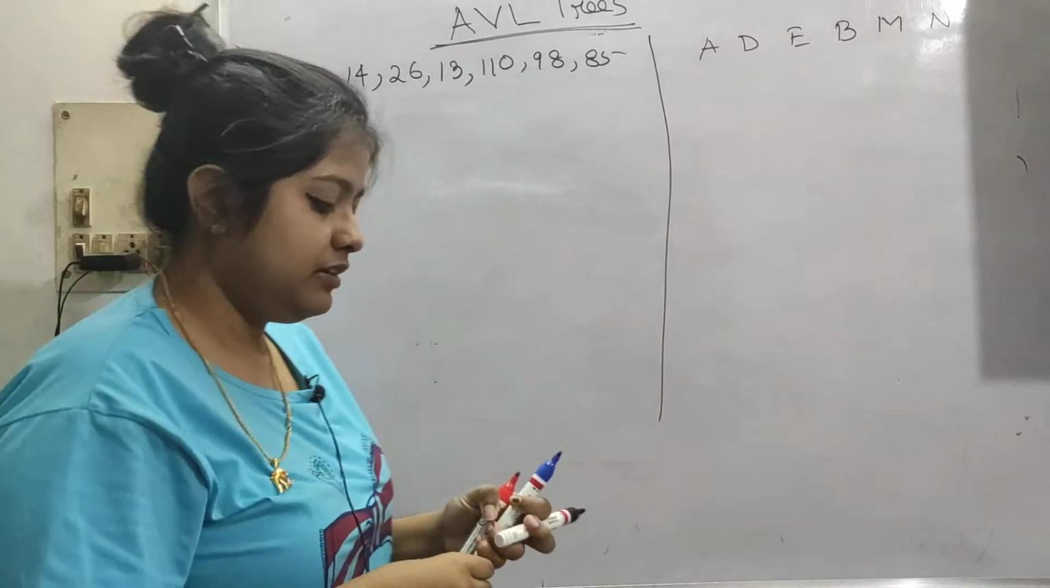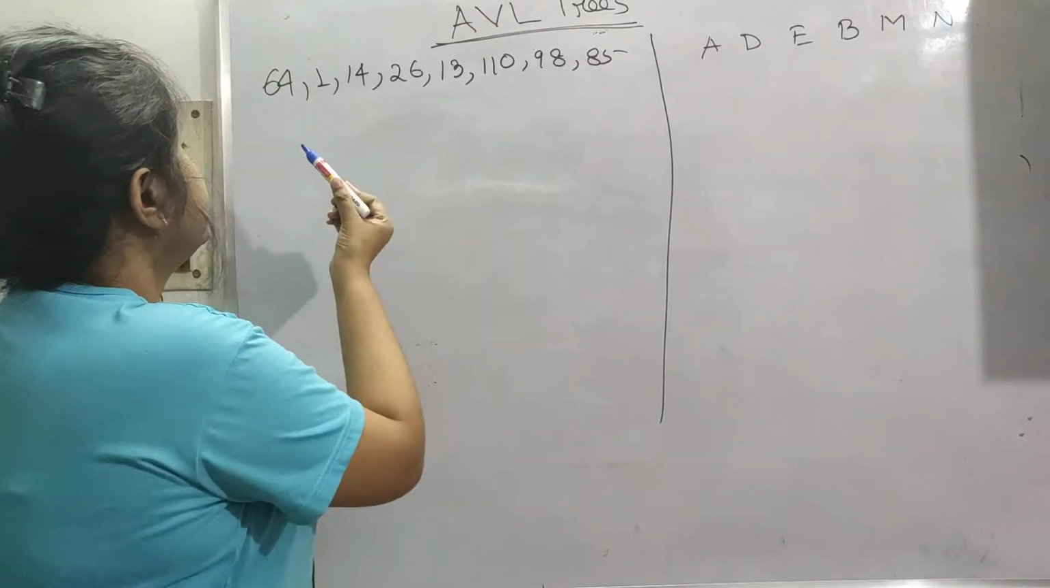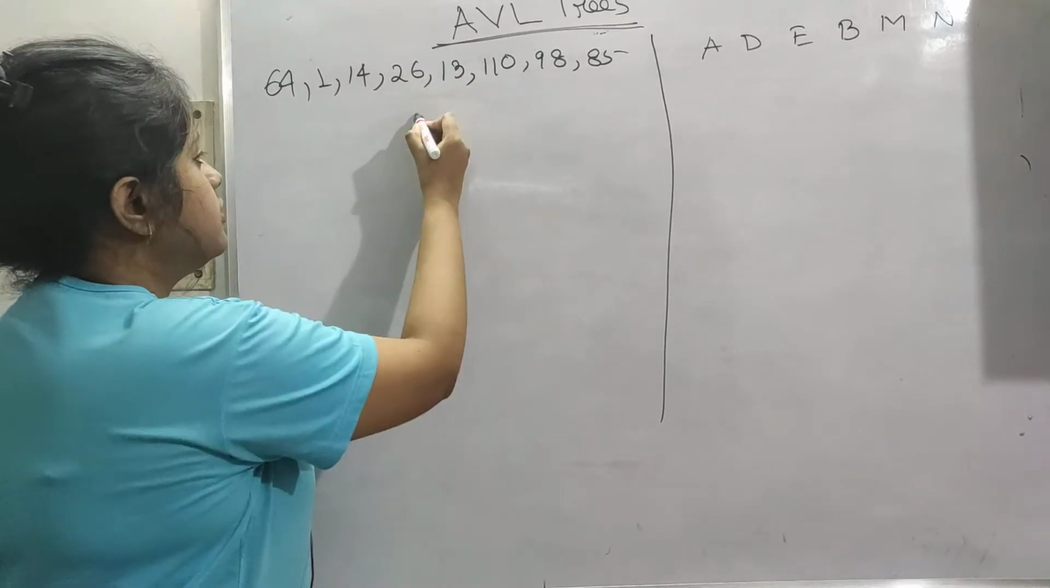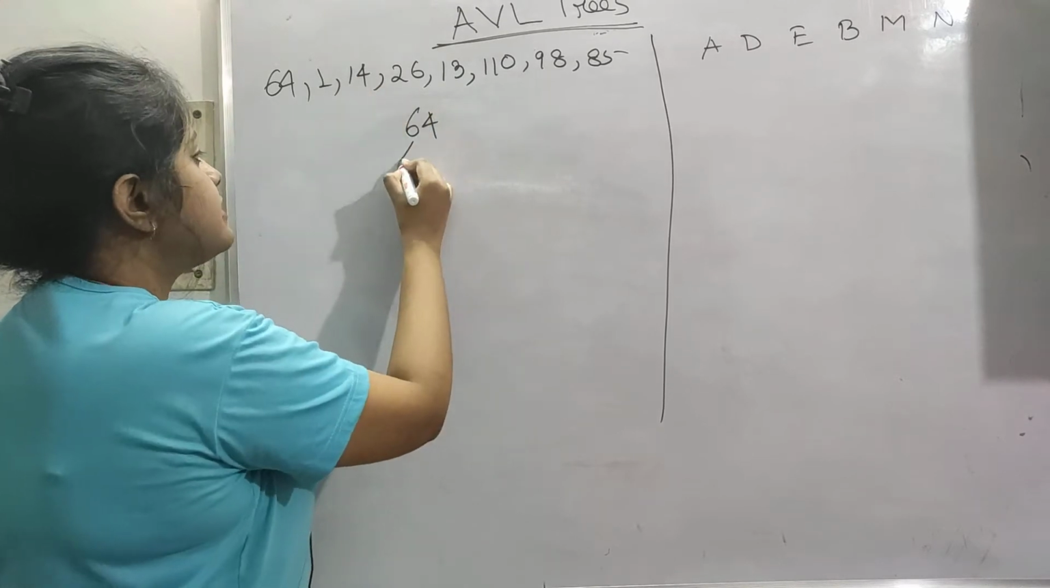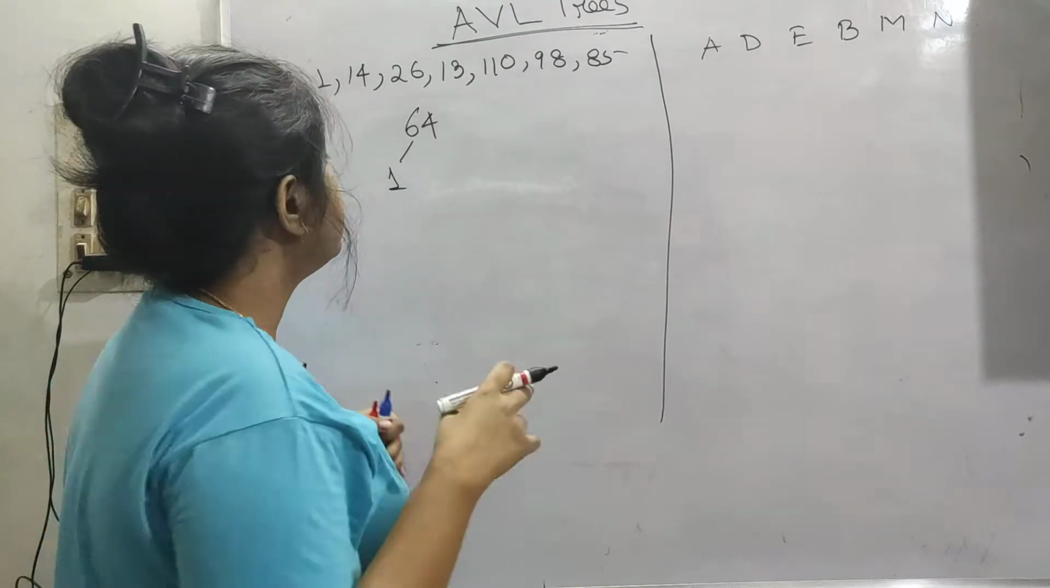So now AVL construction of these two trees we have to do. So these are the given nodes. Let's see. 64 is our root node. 1 is less than 64 here. 14 is less than 64 but it is greater than 1.